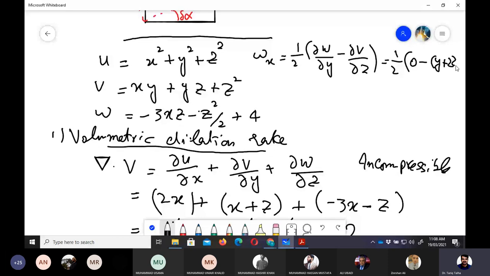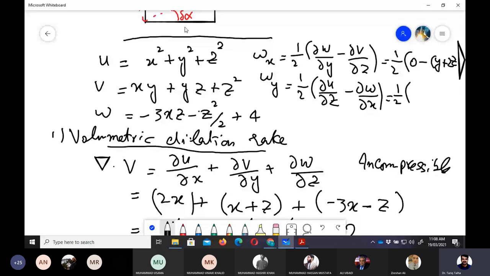Similarly, WY would be equal to half into partial U by partial Z minus partial W by partial X. So that would be equal to half into, if we take partial U by partial Z, that would be equal to 2Z. Partial U by partial Z and partial W by partial X, that would be equal to 0.